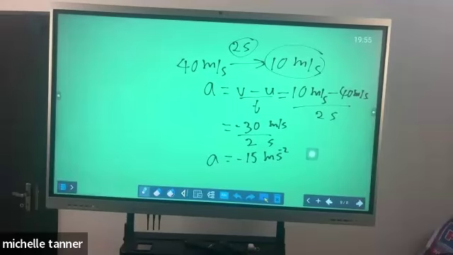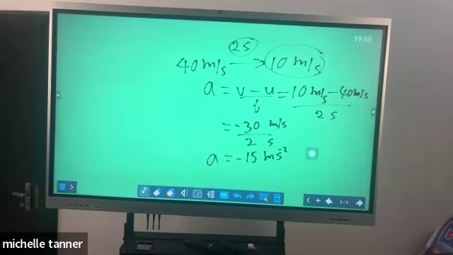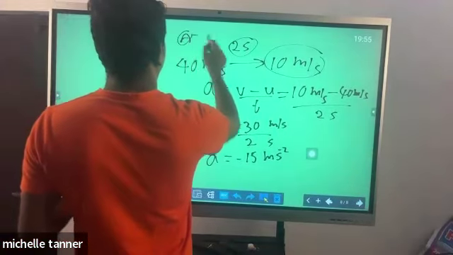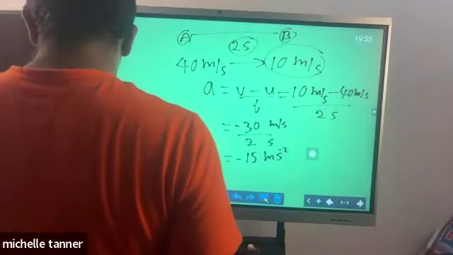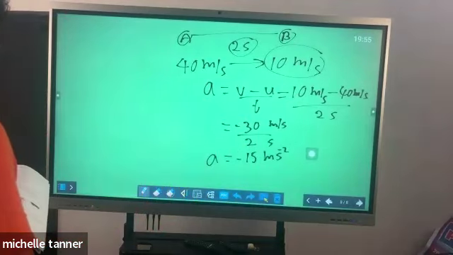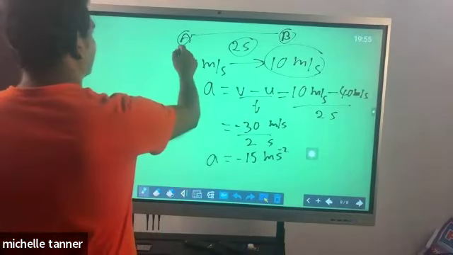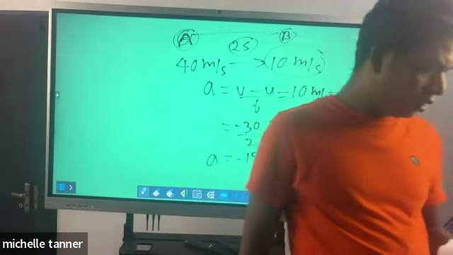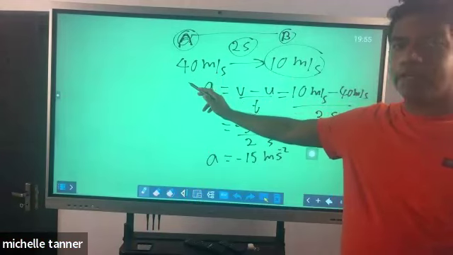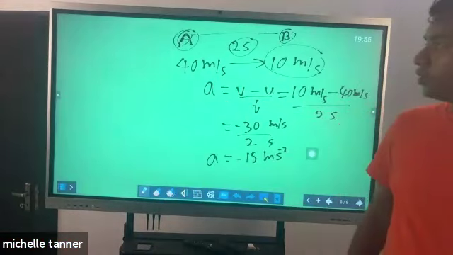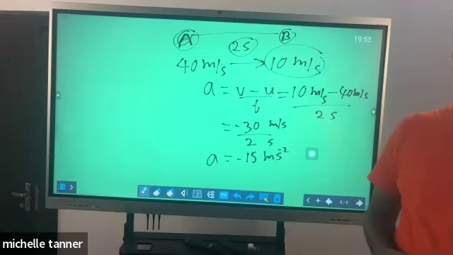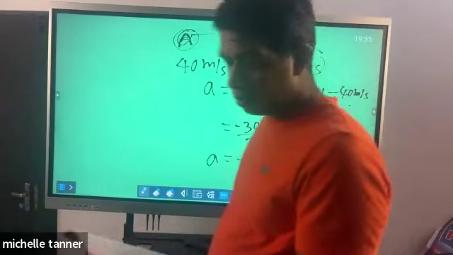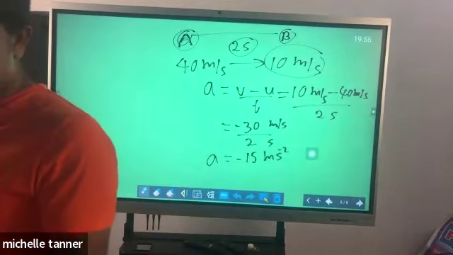Write down some examples. We write the same example: an object moves along a straight line from capital A with 40 meter per second velocity. The time is 2 seconds.